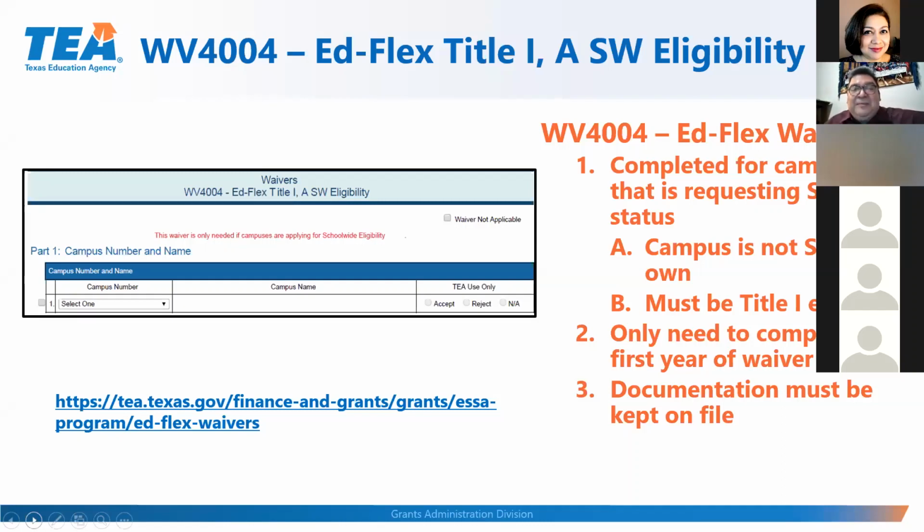It may be a new campus. It may be a campus that was school-wide on their own, and now they've exhausted all the ways to be school-wide on their own. They can't use any of the other bases of eligibility. And now they have to complete it.